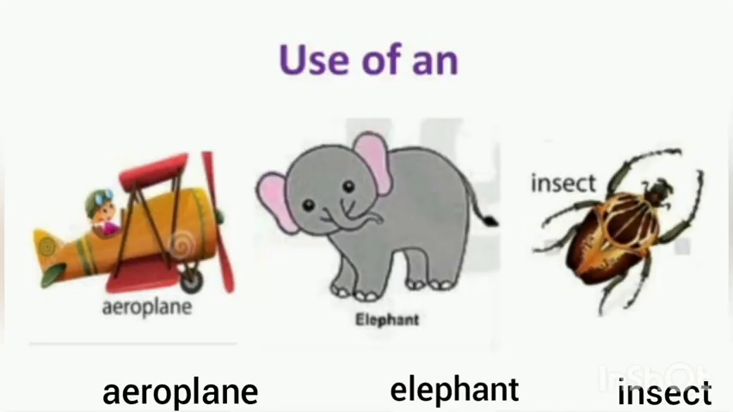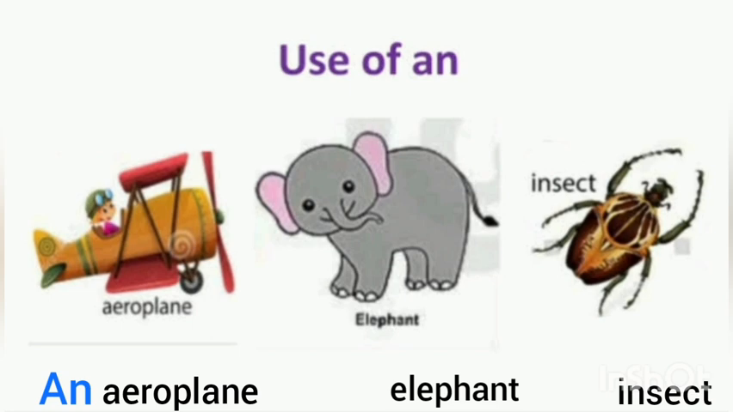Look at the first picture. What is this? This is an aeroplane. The spelling of aeroplane is A-E-R-O-P-L-A-N-E, aeroplane. The first letter of word aeroplane is A. A is vowel. So we will use AN here.